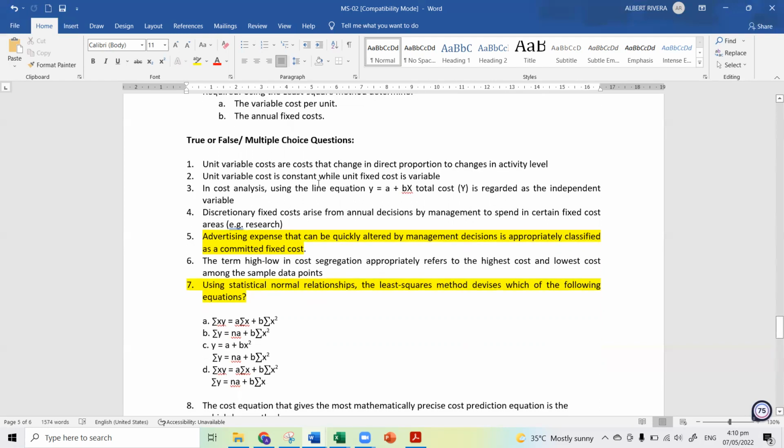Sige. So, true or false tayo. Problem 1. Unit variable costs are costs that change in direct proportion to the changes in level of activity. True or false? Problem 1. Okay, so the answer is true. Unit variable cost is constant while the unit fixed cost is variable. True or false?